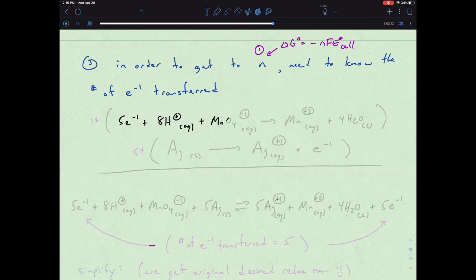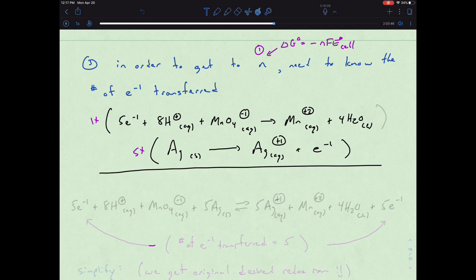And so if we just rewrite these equations again next to one another so we can clearly see the electrons in comparison, you will see that we need to multiply basically the top by 1 and the bottom by 5. And that's going to tell us that we're really looking at 5 electrons being transferred in this particular reaction.